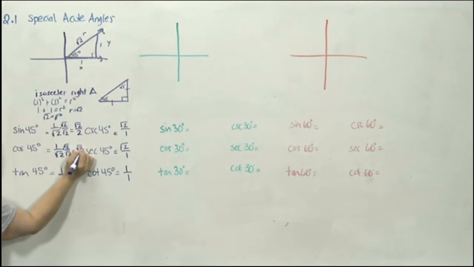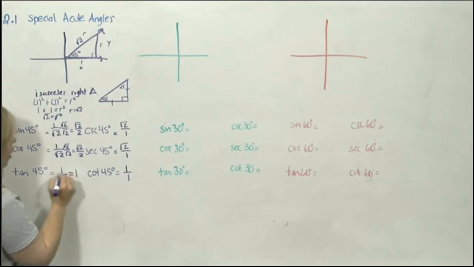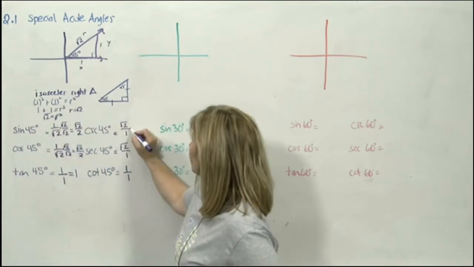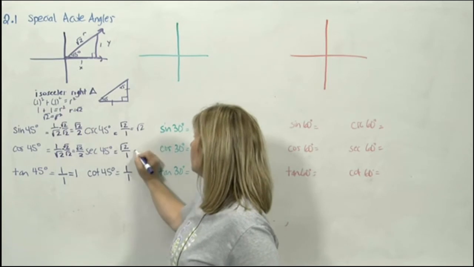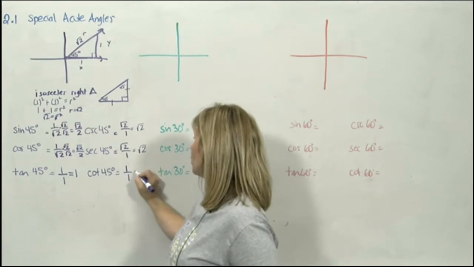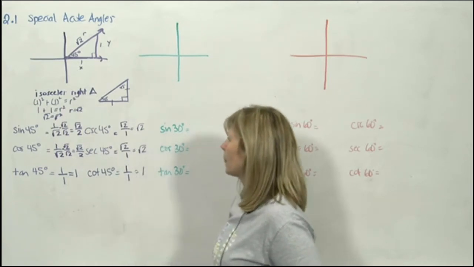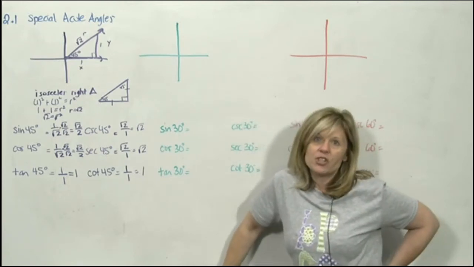We're going to rationalize it. Get square root of 2 over 2. The tangent is just 1. The cosecant is just square root of 2. The secant is just square root of 2. The cotangent is 1. So here's your decision to make.